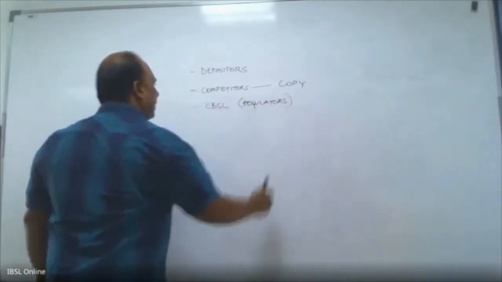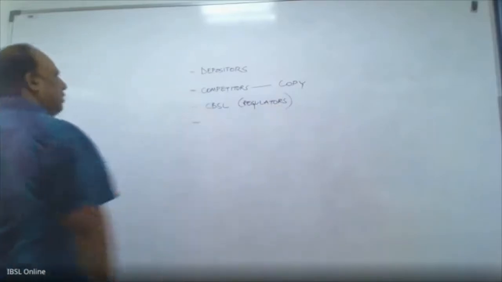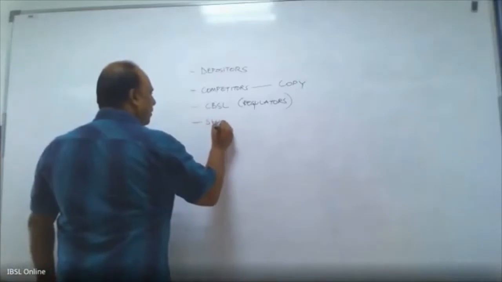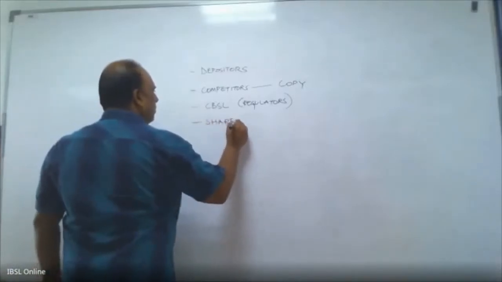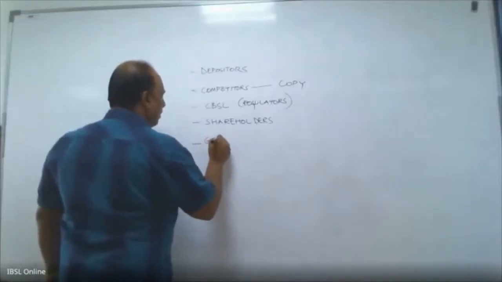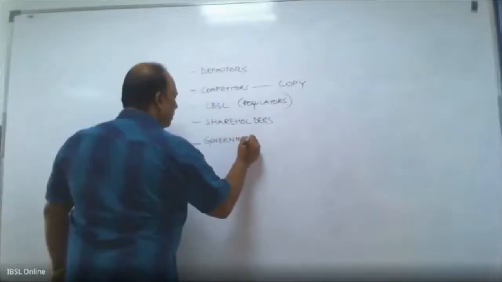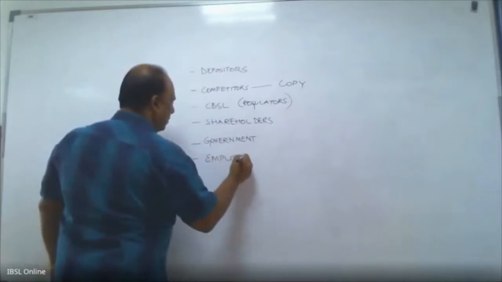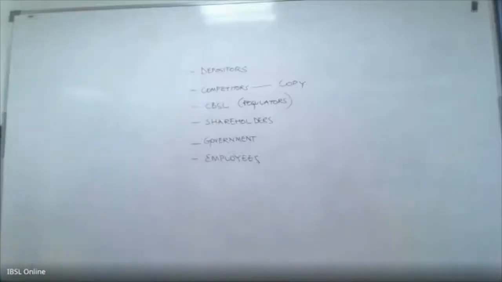Who else? Shareholders, very important because they are the people who own your bank. So shareholders, right. Who else? Government, very good. Employees, there you are. Employees, right. Who else? Customers. I think only two or three people are talking. What about others?